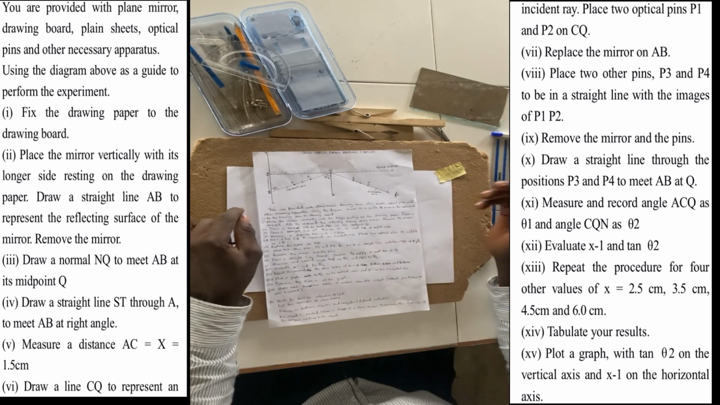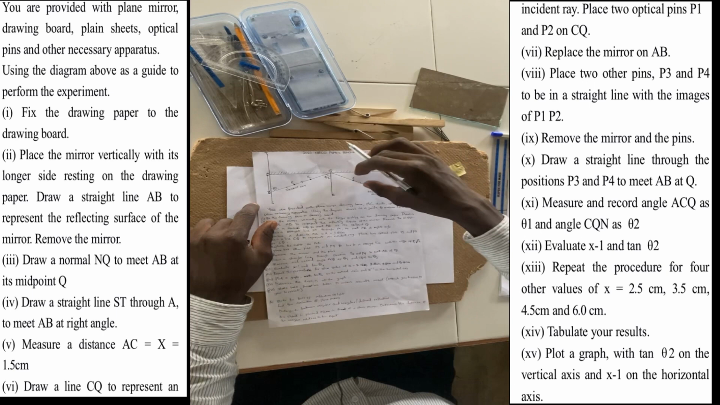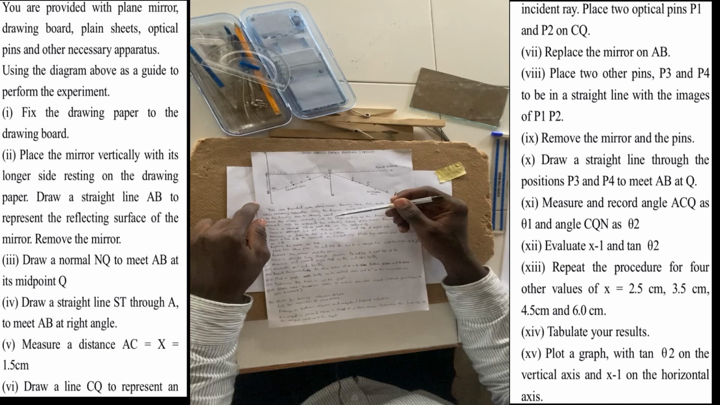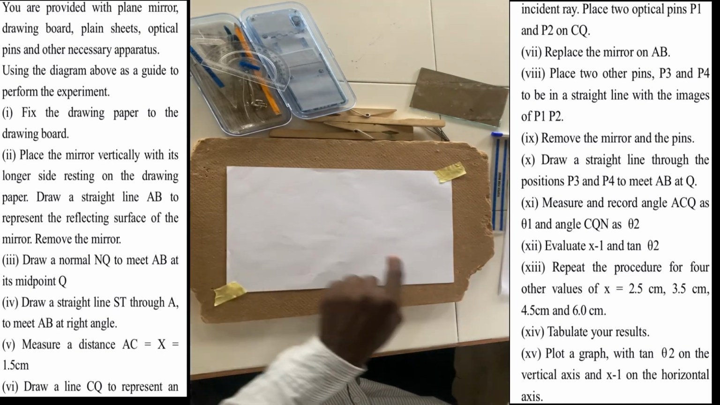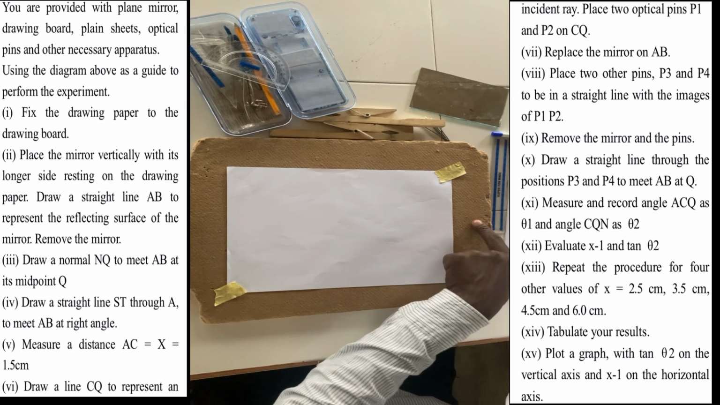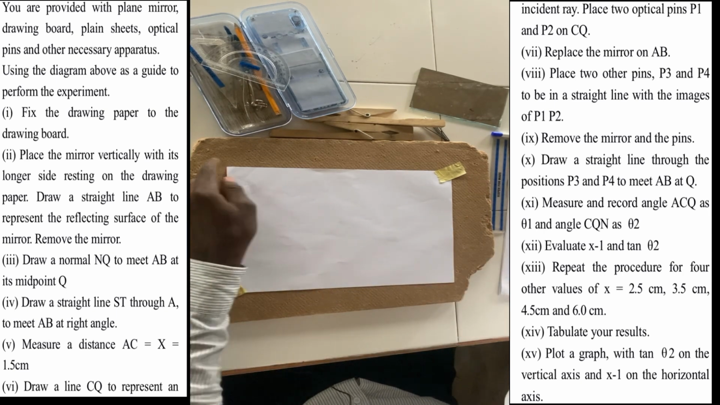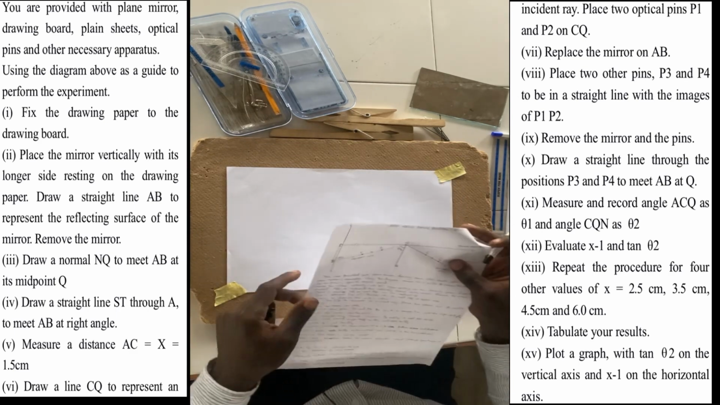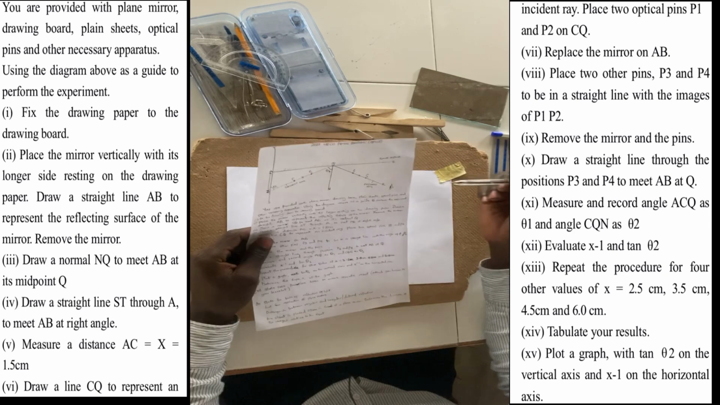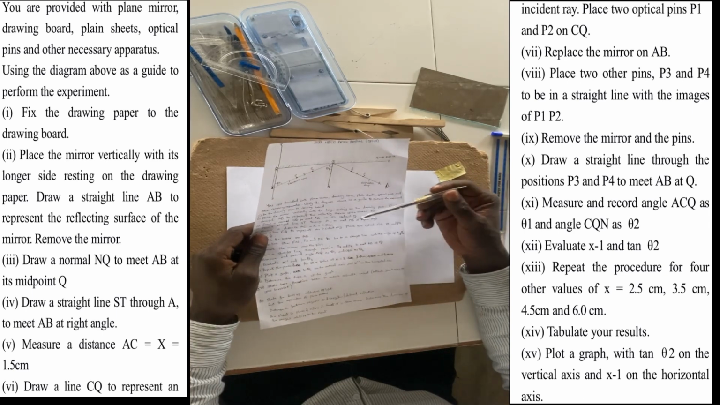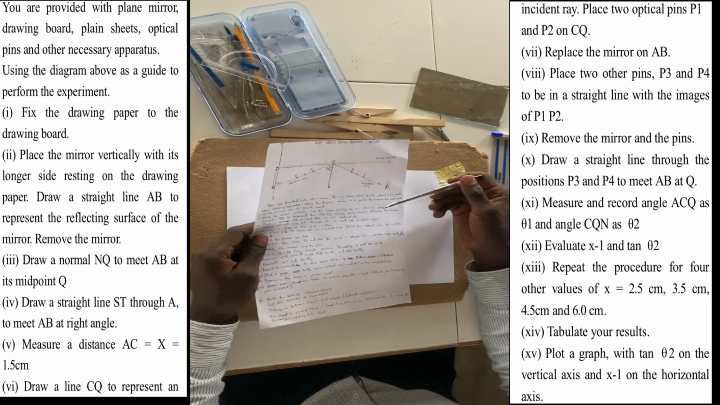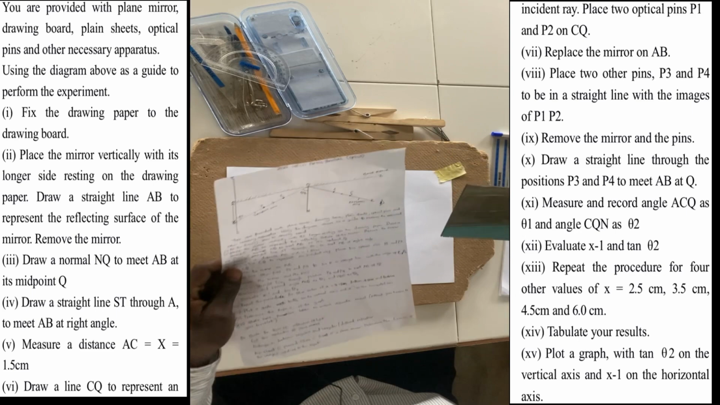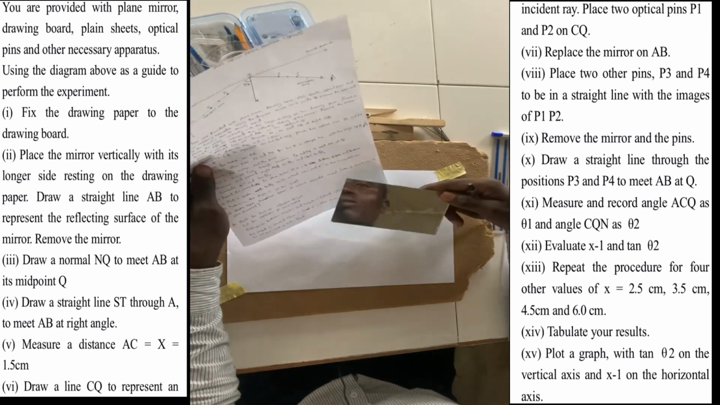And the mirror holder. Using the diagram above as a guide to perform the experiment, fix the drawing paper to the drawing board. As you can see now, I'll fix the drawing paper on the drawing board using sellotape. You might be given thumb pins, so use the thumb pins to hold the drawing paper on the board at the four sides. Now, the next instruction says place the mirror vertically with its longer side resting on the drawing paper.